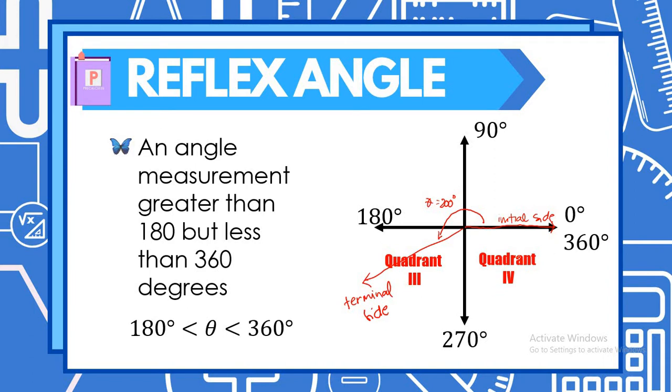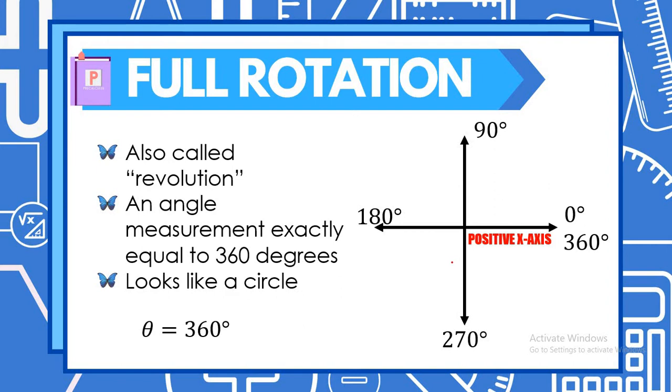And lastly, you should also be familiar with an angle which is called a full rotation. A full rotation angle is also called a revolution. It is an angle measurement exactly equal to 360 degrees. When you draw the angle, it will look exactly like a circle. So theta is equal to 360 degrees, and the terminal side will lie on the positive x-axis because it will go one full rotation.